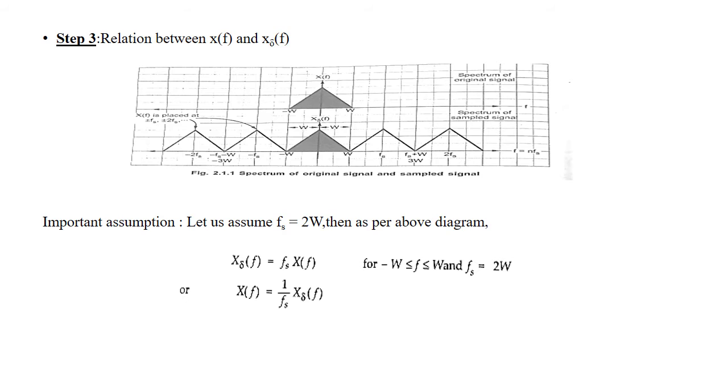Next we are going to see step 3. We have to relate X(f) and X_δ(f). The important assumption here is, let us assume Fs is equal to 2W, the bandwidth. Then from the diagram we can say that X_δ(f) = Fs X(f), or X(f) = (1/Fs) X_δ(f). Here we are taking the limit as -W to +W, and Fs is equal to 2W.